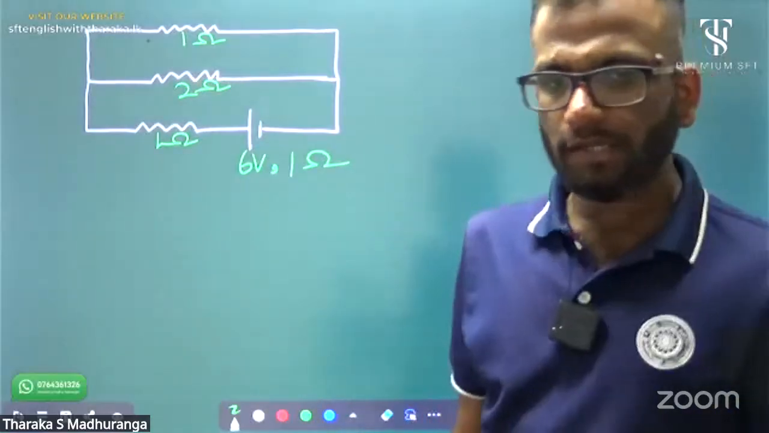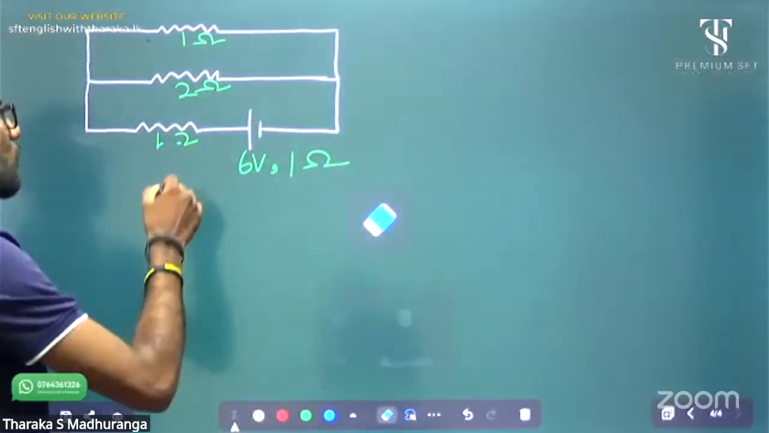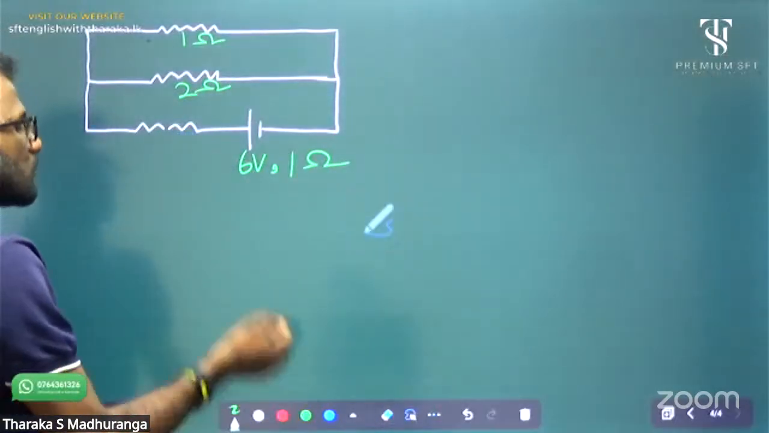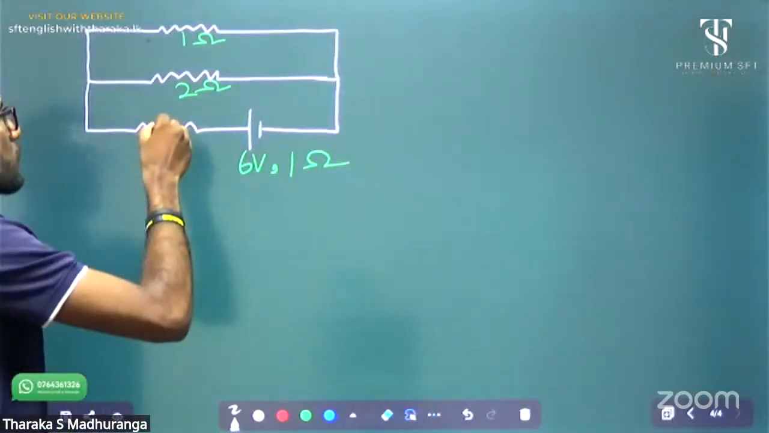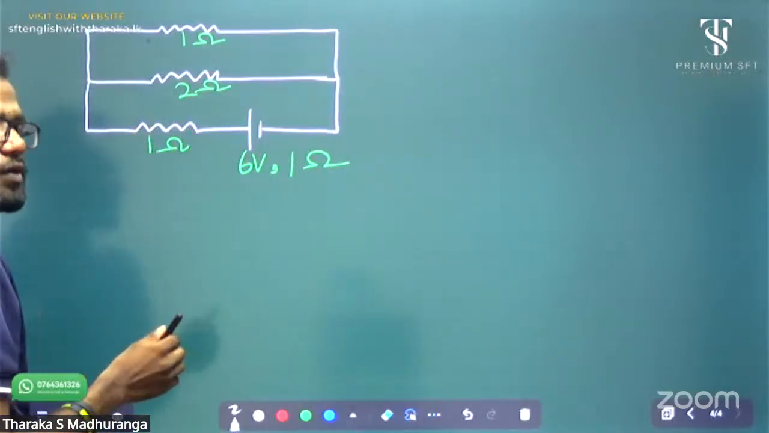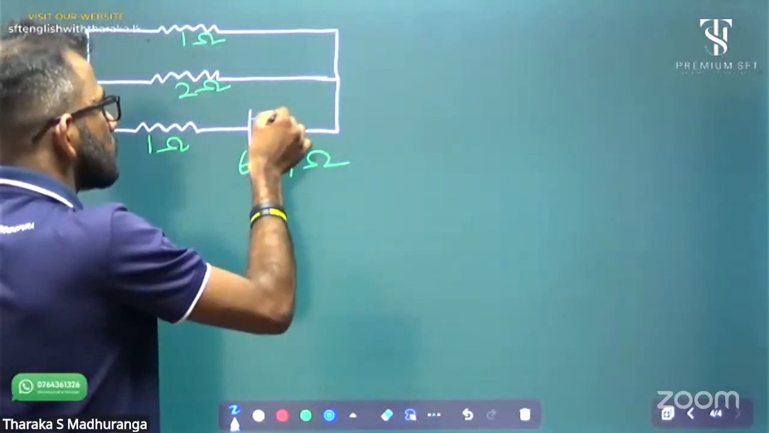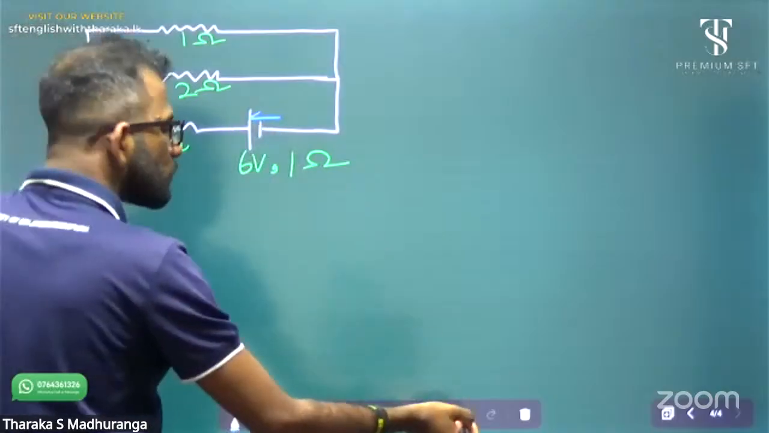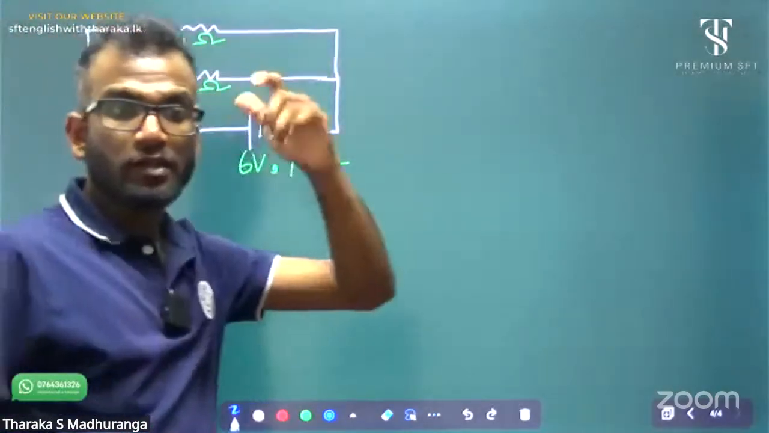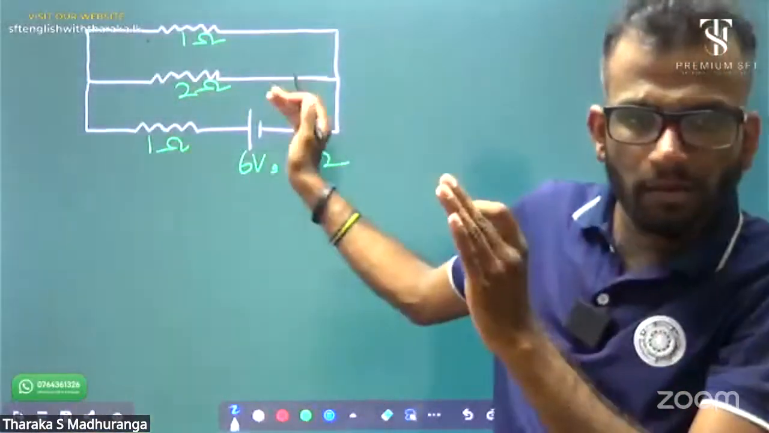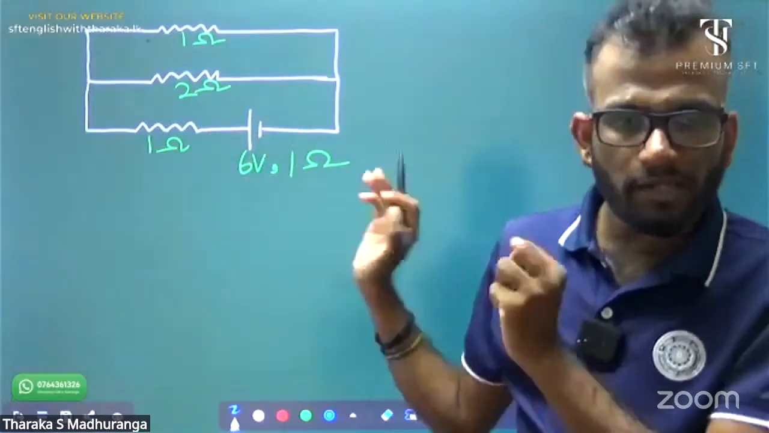Simple circuit. Okay, this is 1 ohm, 1 ohm. Okay, it's a very simple circuit. What is my first step? Please prepare this circuit. Now it is a very simple circuit with only three parallel resistances and a battery.